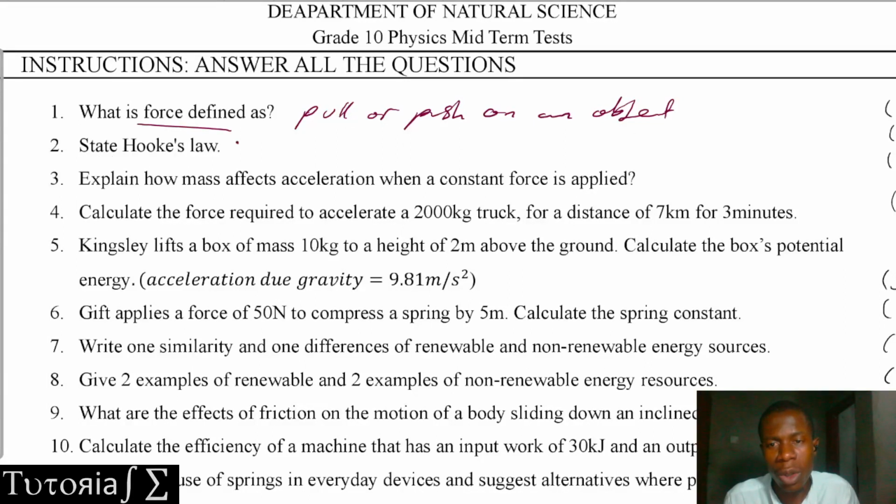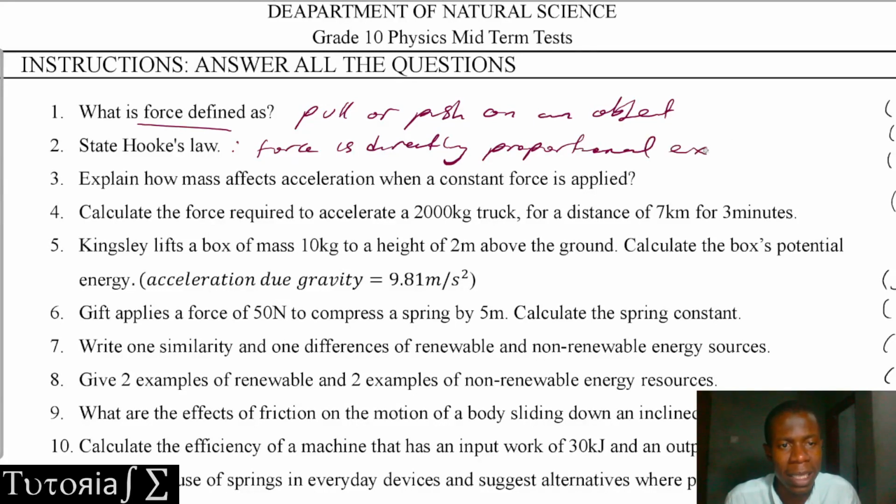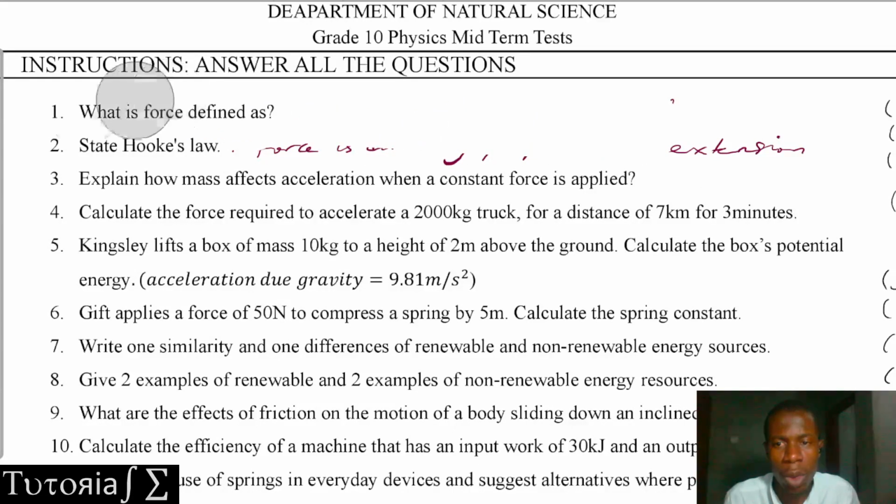State Hooke's law. So Hooke's law basically states force is directly proportional to extension. Directly proportional to extension. So that is how you're supposed to do this one. Force is directly proportional to extension. We'll go to question 3.